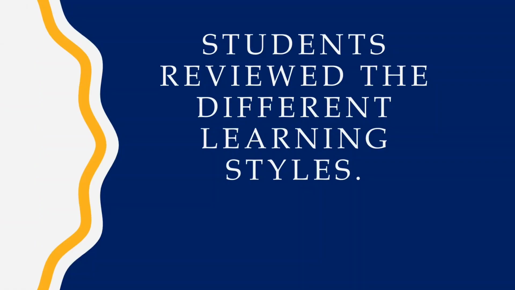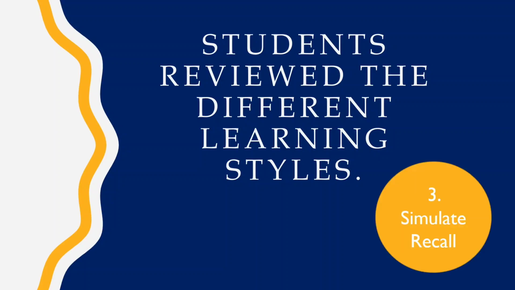Students reviewed the different learning styles. Which one of Gagne's 9 events of instruction does this align with? Number 3, simulate recall. When they review the different learning styles, you're going over something that the students have learned in previous classes or previous situations. And that way we are simulating recall so that we can connect their old learning to their new learning.